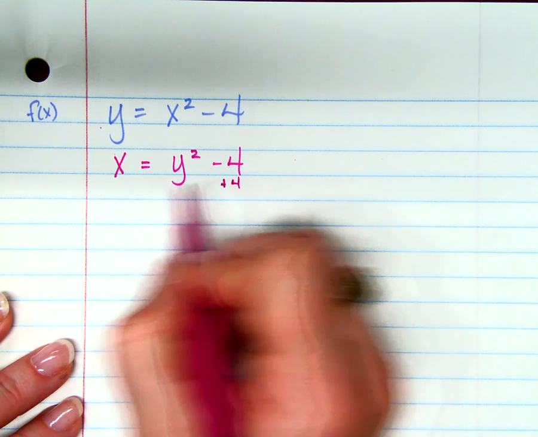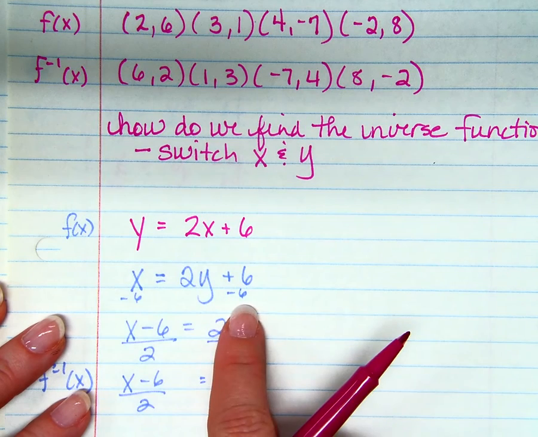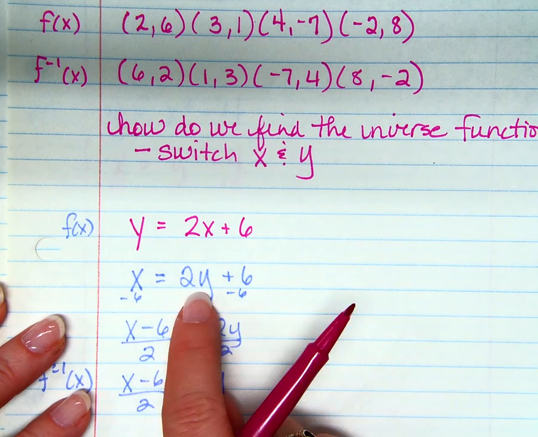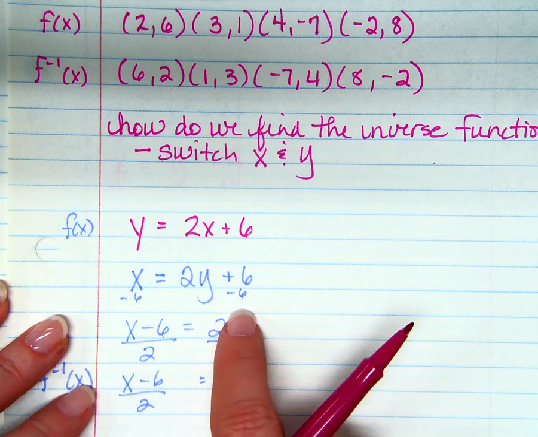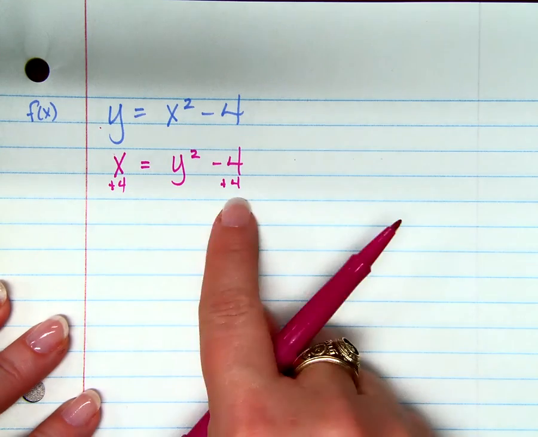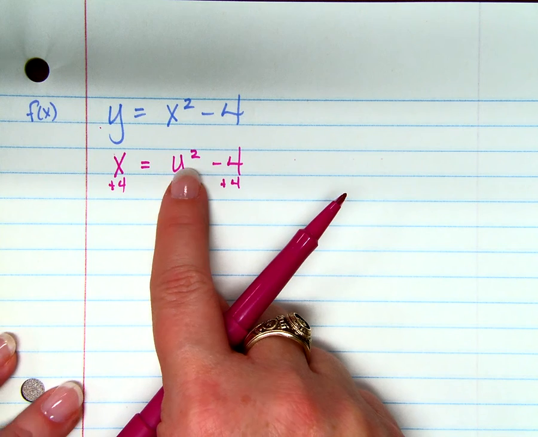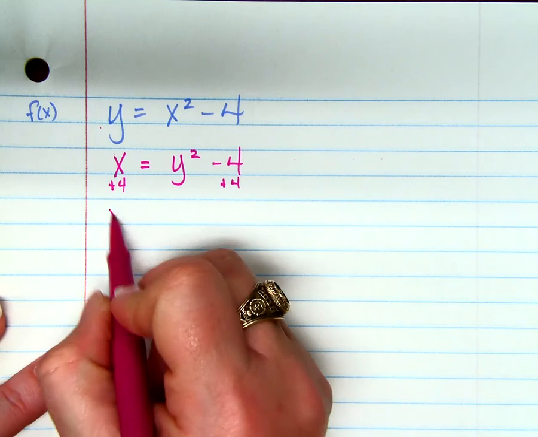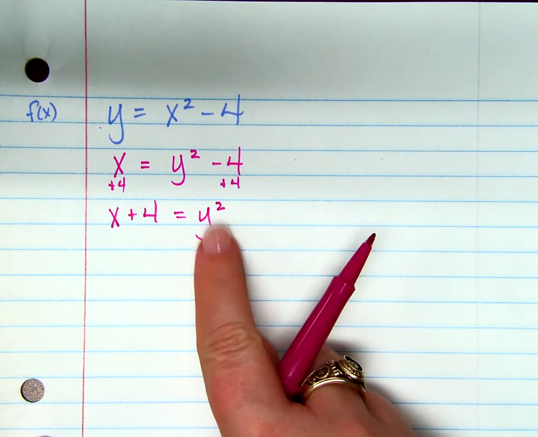Okay. In some of these situations, on this one, I didn't have to subtract 6 first. I could have divided every single thing by 2 first, but that would have been messy. So that's why I said this was the easiest thing to do first, right? Here I have to add 4 first because I can't start square rooting stuff until that's by itself, right? So if I have x plus 4 here equals y squared, then I can undo this squared.